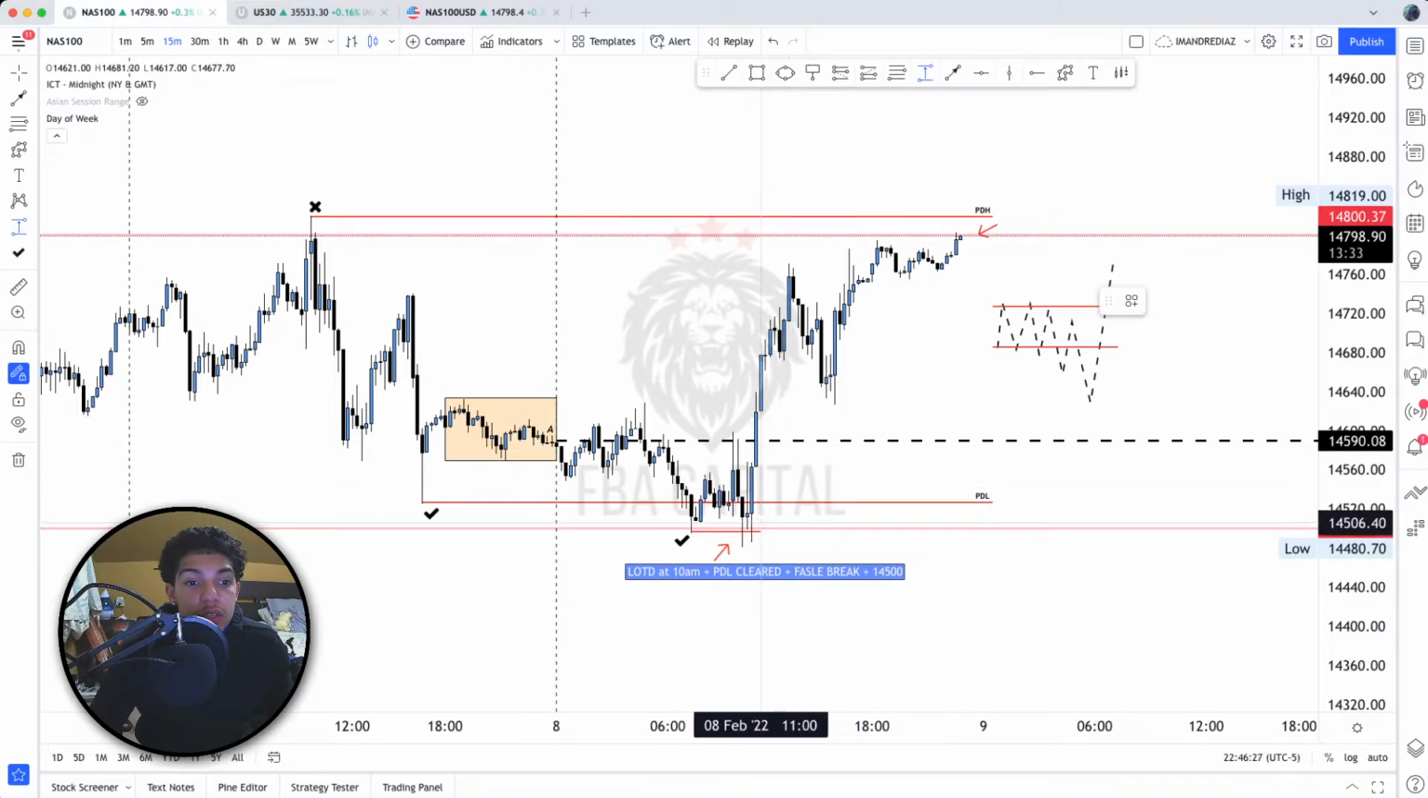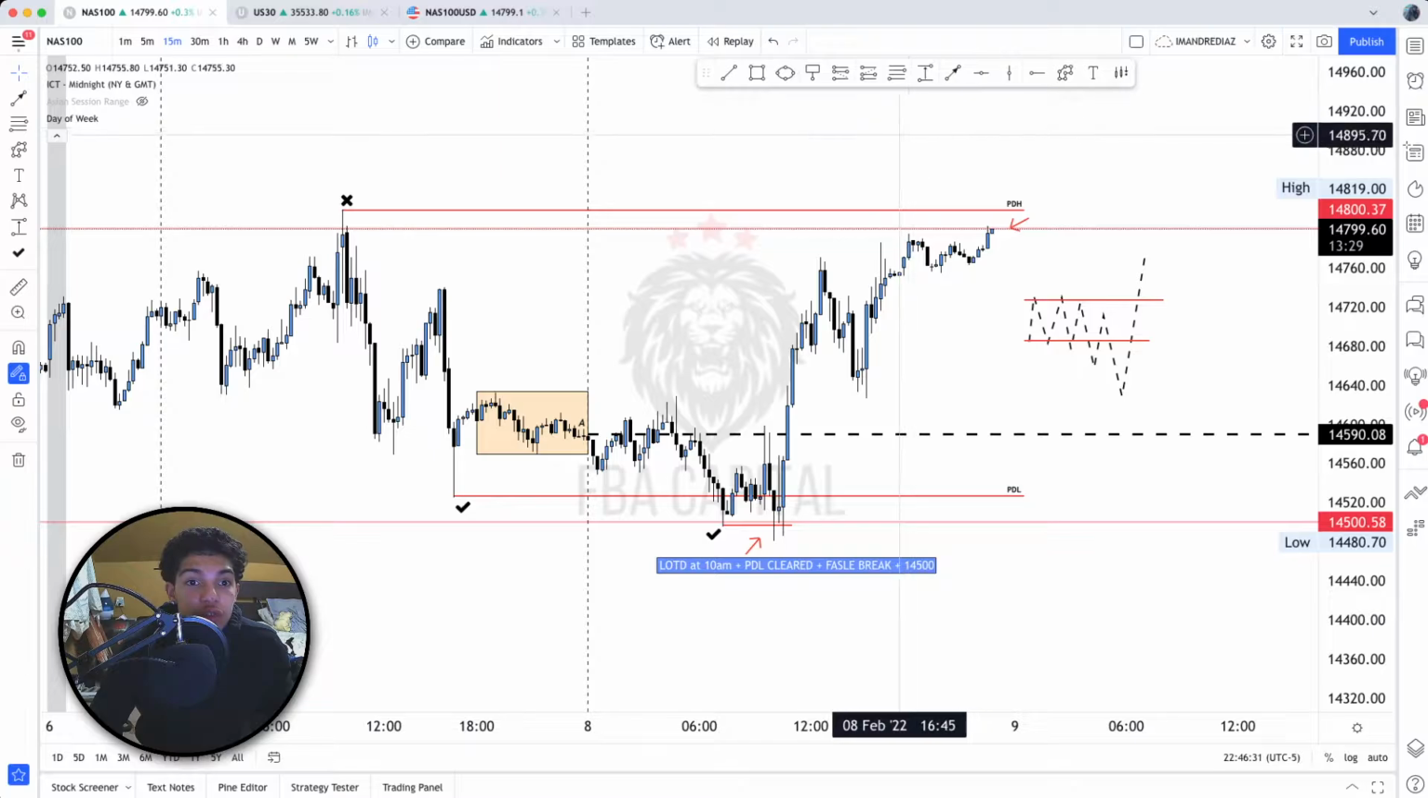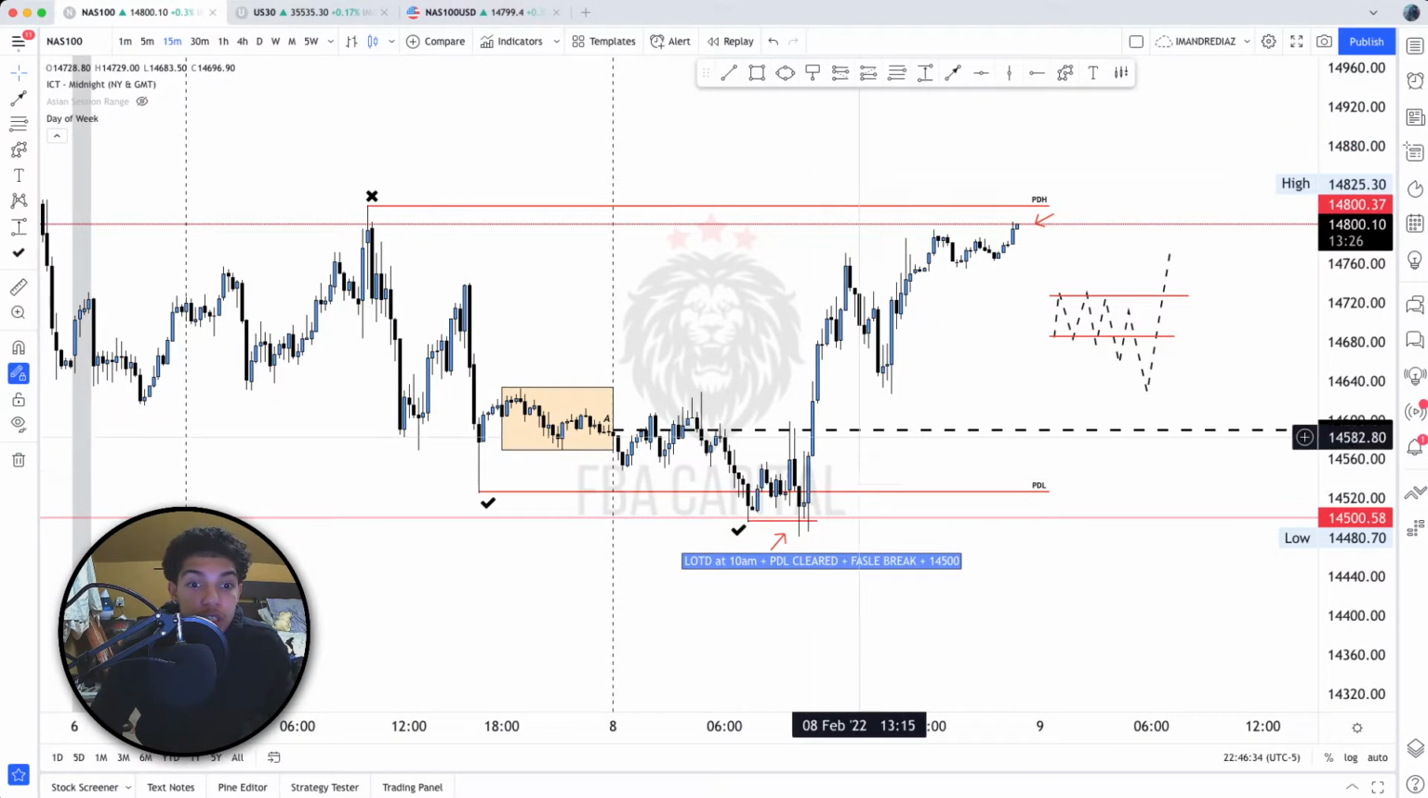This isn't a small move. This is about a 280 pip move. So even on the smallest lot size on NAS100, you could potentially make $280 just today.